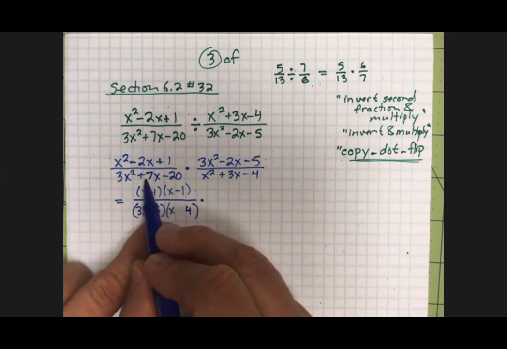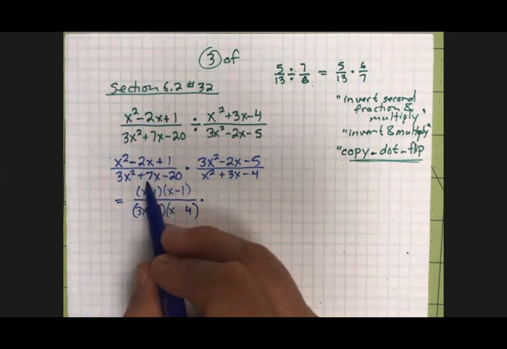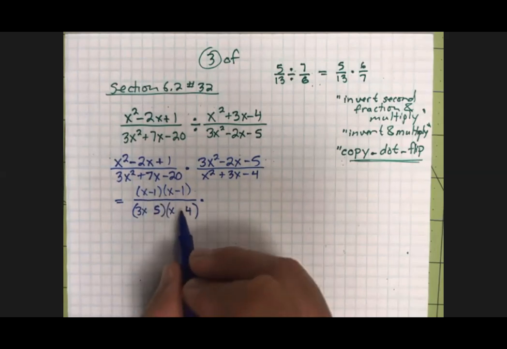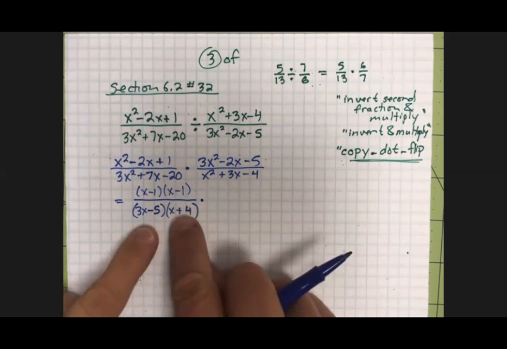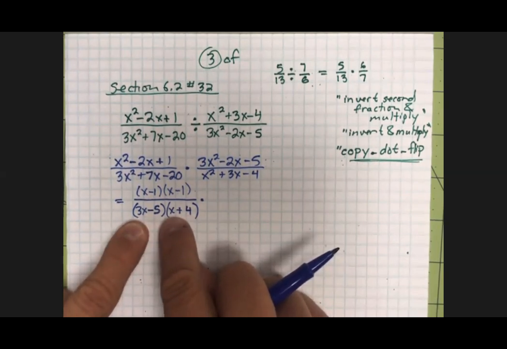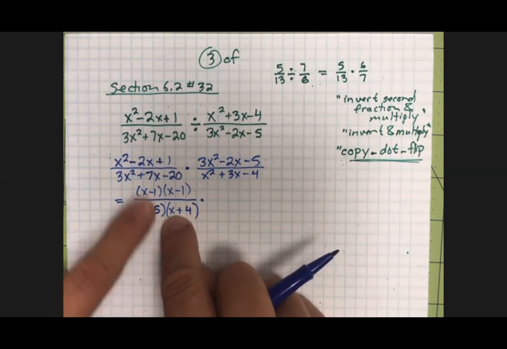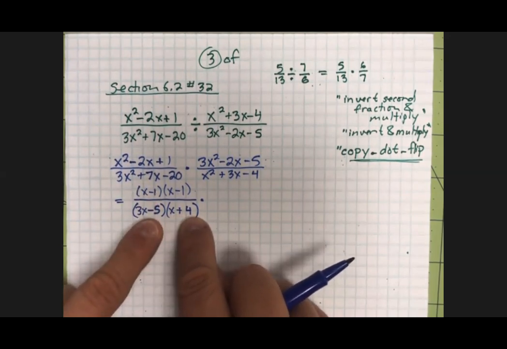I want plus 7x, right? So I want to have positive 12 x's minus 5 x's. Does this give me a minus 20? I need different signs to get the minus 20. This is it. I think this is it. 3x squared, check. Plus 12x minus 5x is plus 7x, check. Minus 5 times 4 is minus 20.